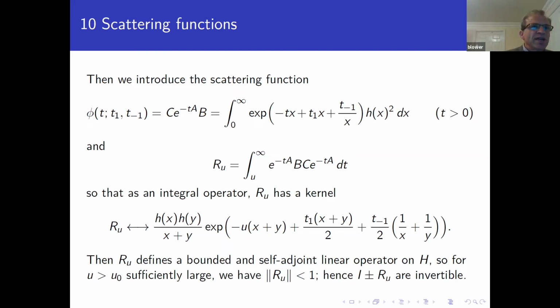If you choose your h to be real valued, you get something that's going to be self-adjoint, and we can make sure this thing converges by taking u to be positive and t1 and t minus 1 to be negative. Now, if we take our u to be big enough, then we can obviously make this operator ru fairly small. So it turns out that we can make I plus or minus ru invertible.